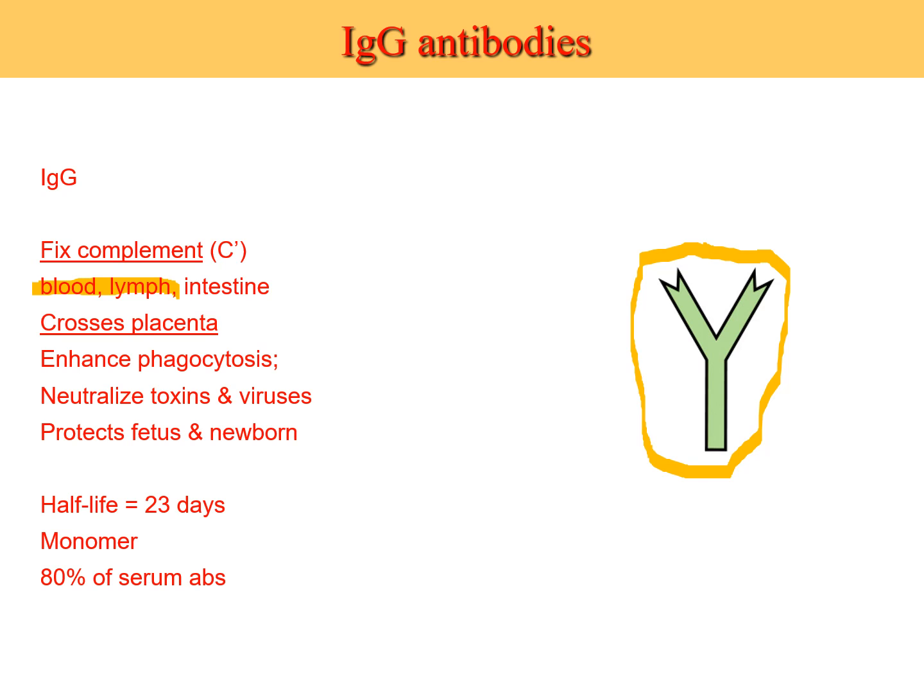Anyhow, the idea is that the fetus doesn't have a specific immune system, so the antibody molecules made by the mother will cross into the fetus and protect the fetus. So antibody molecules of the IgG class can cross the placenta and protect the fetus. They do a number of things, including they'll enhance phagocytosis if they bind onto the surface of anything. They can also act to neutralize toxins and viruses. Remember, the half-life is 23 days. It's a monomer and makes up 80% of the serum antibody.